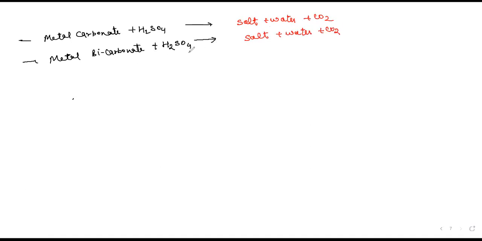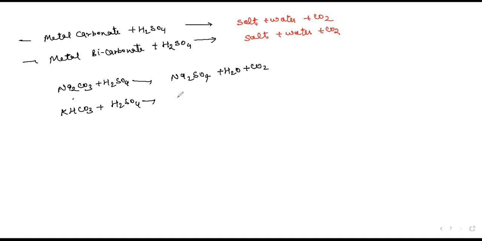So if we take Na2SO3 or Na2CO3 plus H2SO4, it will give Na2SO4 plus H2O plus CO2. In the same way, if you take KHSO3 plus H2SO4, it is K2SO4 plus H2O plus CO2.